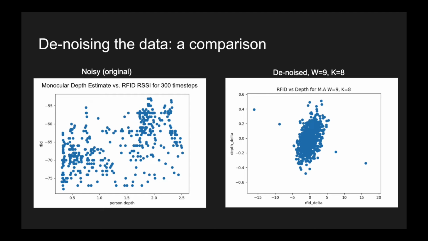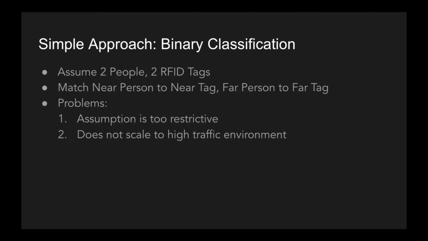We can visualize the effectiveness of our denoising techniques with a side-by-side of the original noisy data and the denoised data. After denoising, a more linear trend begins to appear. As changes in depth increase, so do changes in RSSI. This pattern was invisible before denoising. Equipped with a workable dataset, we began to solve the problem of object tracking with a binary classification algorithm.